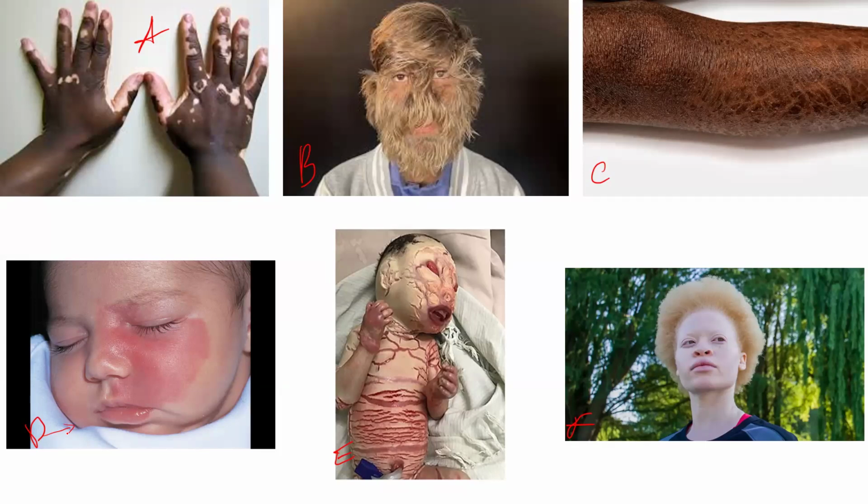B is hypertrichosis or the werewolf syndrome. It can be part of the werewolf syndrome, but itself is hypertrichosis. Then E is Harlequin. Harlequin ichthyosis is just a form of ichthyosis, which is severe. What is F?